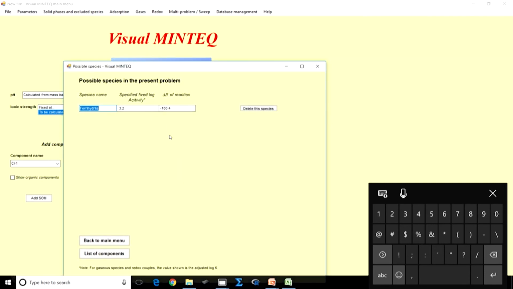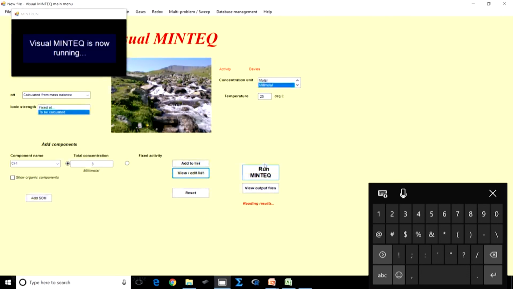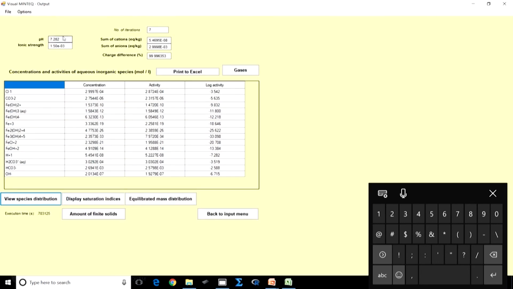Yes, it is included. Back to main menu, and now I can run my MinTech, and what do I see here? Obviously that the pH now hasn't fallen down to 3.5 or so. The pH is now at 7.28 or 7.3, right. So why is that now? That is probably because of alkalinity. And why is that?